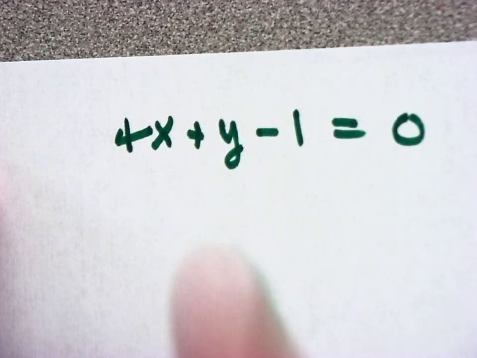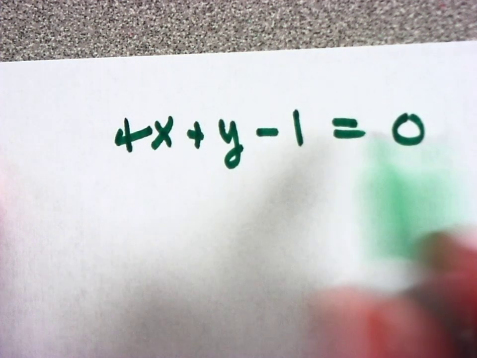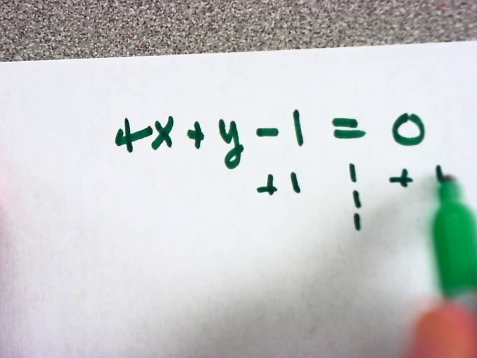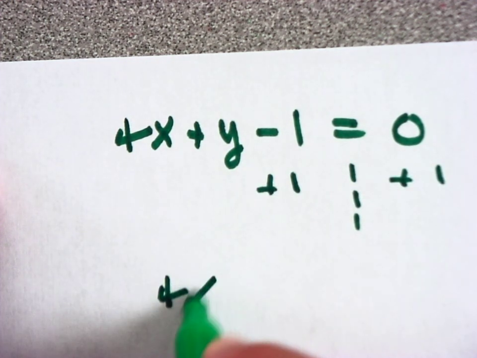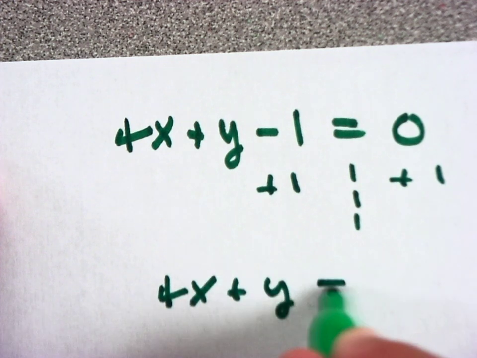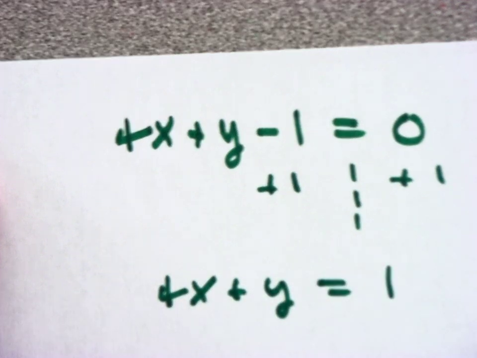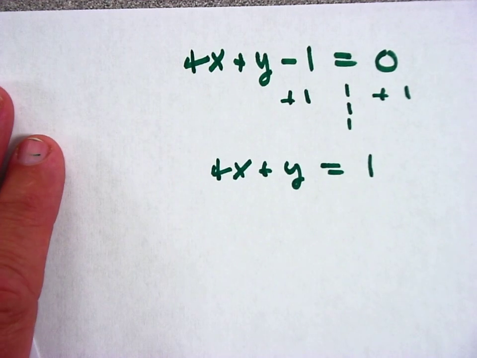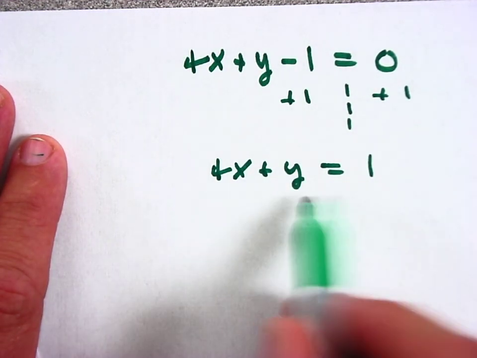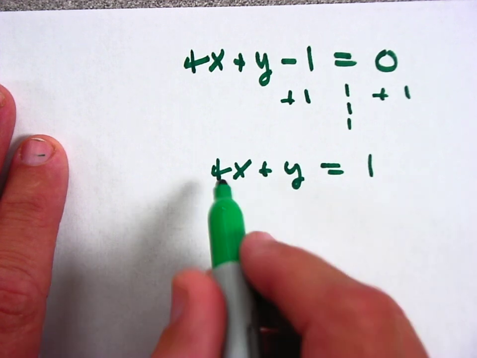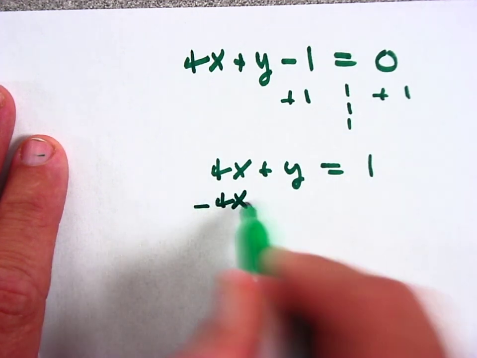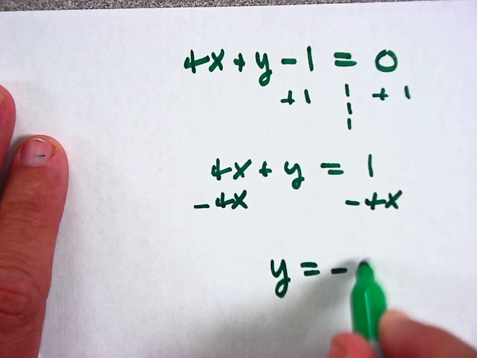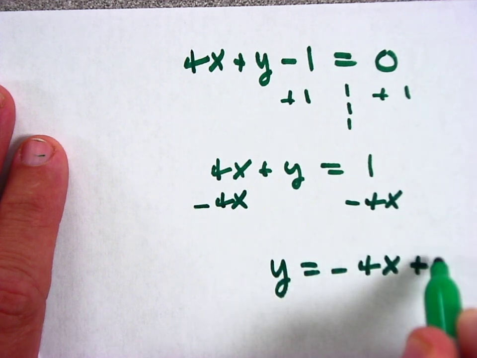Let's say I give you 4x plus y minus 1 equals 0. It's an interesting one. You want to put it in slope-intercept form. So you're going to move the 1 to both sides. Now you have 4x plus y equals 1. See, now you have it in standard form. It's interesting how they did this one. Remember, standard form is the x term, then the y term. To put it in slope-intercept form, we're going to subtract 4x from both sides. And now you have y equals negative 4x plus 1.